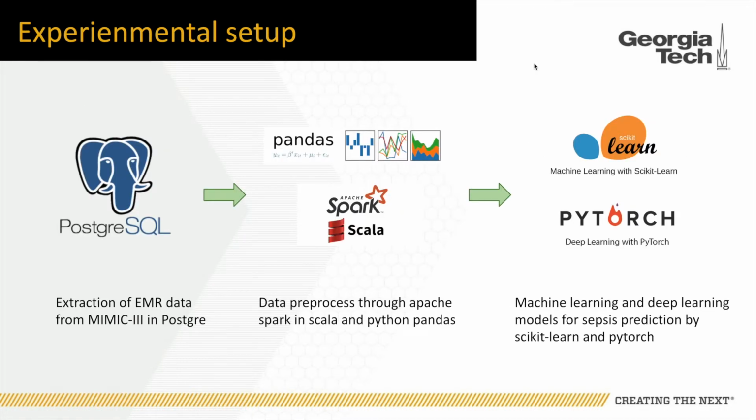Here is our experimental setup. We will extract the EMR data from the MIMIC-III clinical dataset and store them in the PostgreSQL database. Next, we are doing our data preprocessing through Apache Spark in Scala and Python pandas. Finally, we'll utilize all the data we gathered to train our model for sepsis prediction. We are implementing our machine learning model and deep learning model through sklearn and PyTorch.